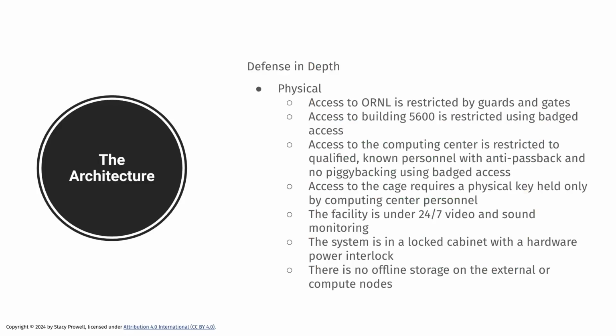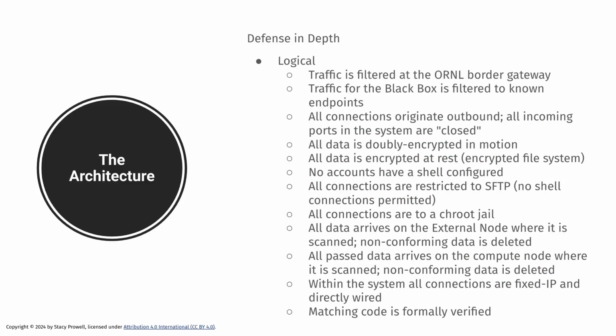So we had physical protections, and I just covered a lot of that. We have logical ones. Traffic is filtered at the Oak Ridge Border Gateway. Traffic with the black box is filtered to known endpoints. There's no reason to pass along traffic that doesn't come from a known endpoint, because why would you? Or go to a known endpoint. All connections originate outbound. All incoming ports in the system are closed. All data is doubly encrypted in motion, and all data is encrypted at rest.